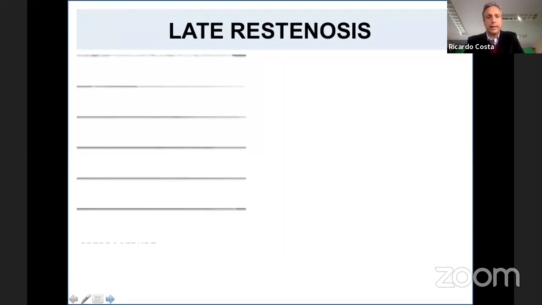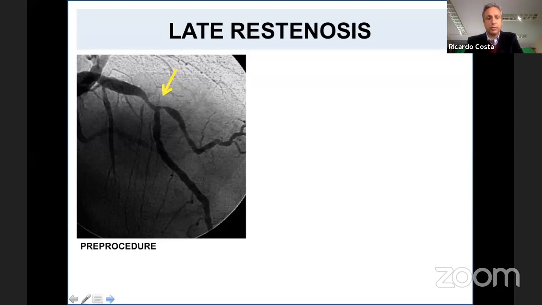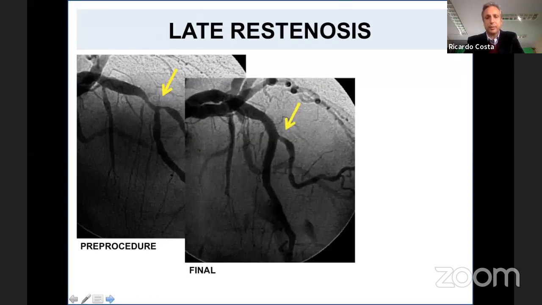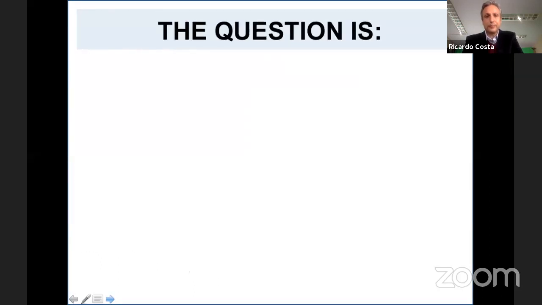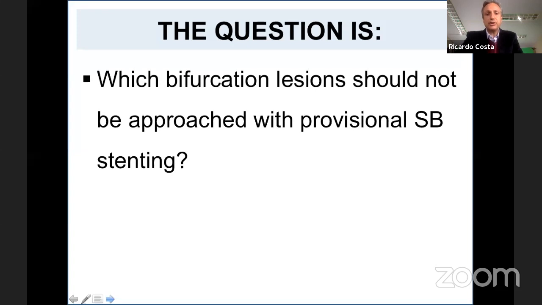And also the late restenosis, even though with a provisional approach, we have this very acceptable result in this diagonal branch after stent in the main vessel and just balloon in the side branch. This patient comes at 9 months with a pinched stenosis, with the restenosis just at the ostial location. And again, dealing with that, you're always going to have the chance to compromise the results in the main vessel in the LAD.